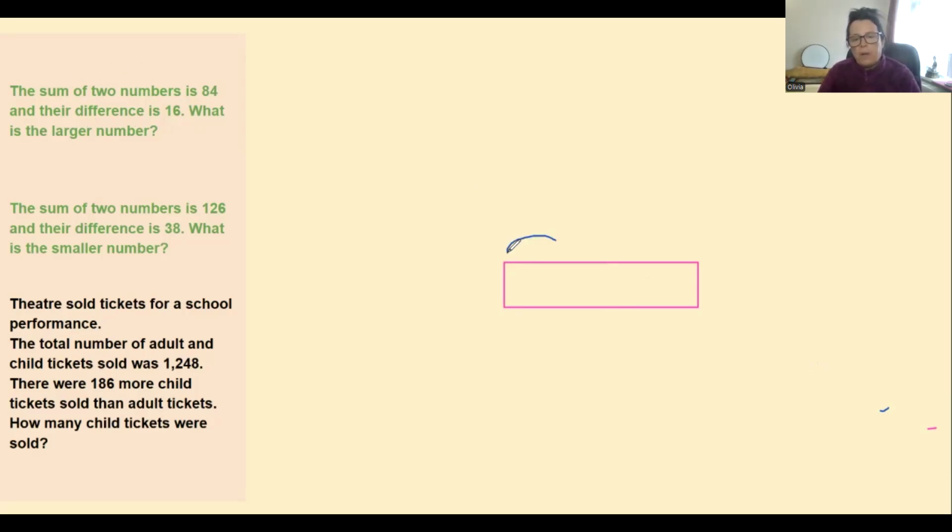So I've drawn a bar model. And I know that if I have two numbers, A and B, added together these numbers will give me 84. What else do I know? Well, I know one of the numbers is going to be bigger by 16. So let's pretend it's A. So A is going to represent the larger portion of the bar model.